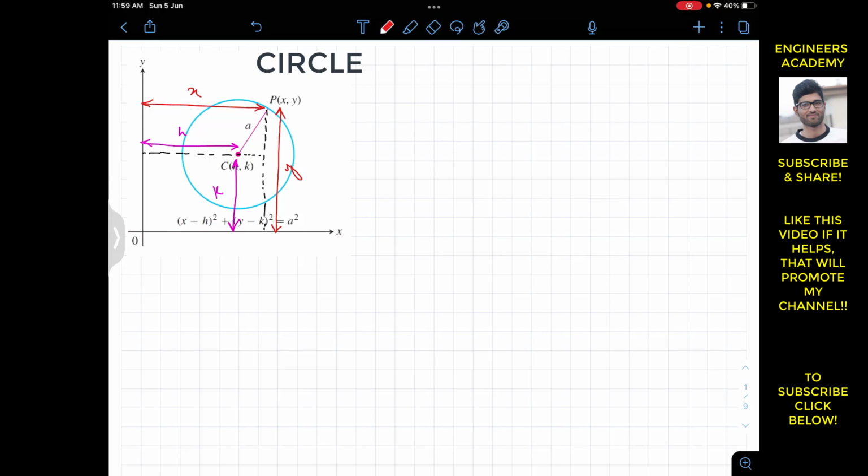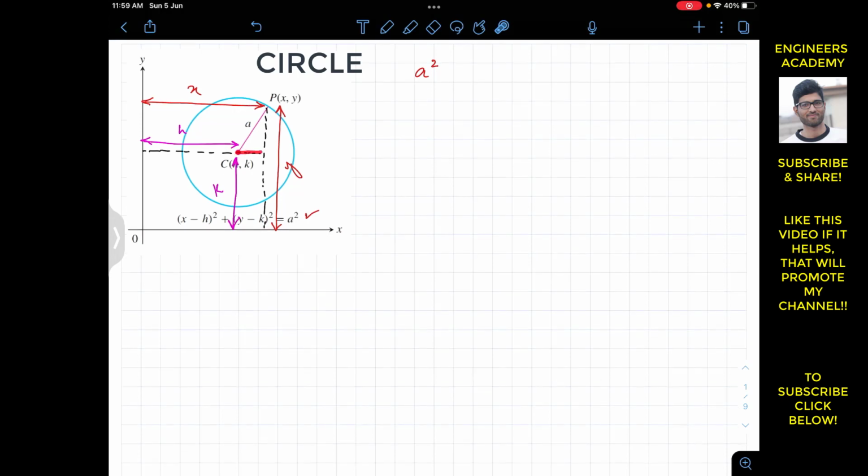So now to find the equation of the circle, we can apply the Pythagoras theorem if we consider this right angle triangle. The Pythagoras theorem says the hypotenuse squared equals the base squared plus the perpendicular squared. The hypotenuse of this right angle triangle is this a, which is the radius of this circle. So let me write that a² will be equal to base squared plus perpendicular squared.